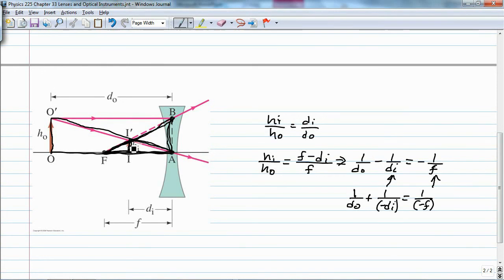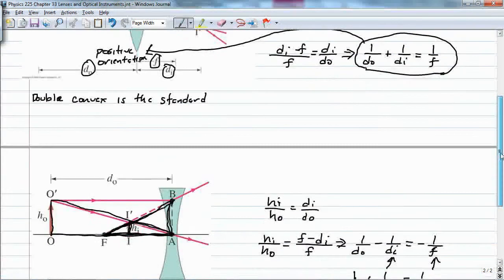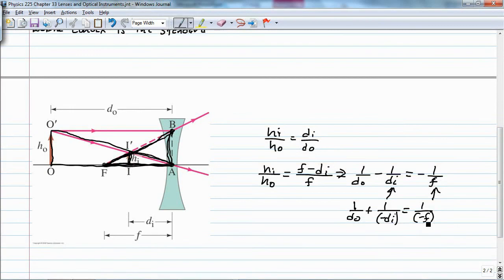So if we use the double convex as our positive orientation, then we know that when we do a double concave, our image distance and our focal distance are going to be negative, and we can use the same equation as we have for the double convex. It becomes our standard, and we just put in positive and negative values for our image distance and focal distance based on the lens that we're going to use. So this really makes it easy for us to be able to solve problems because it's just really one equation.